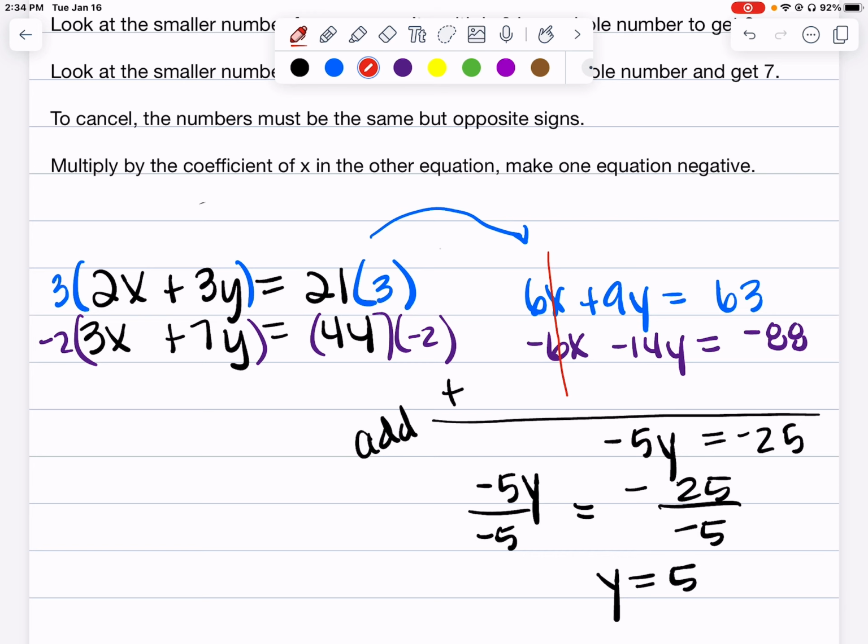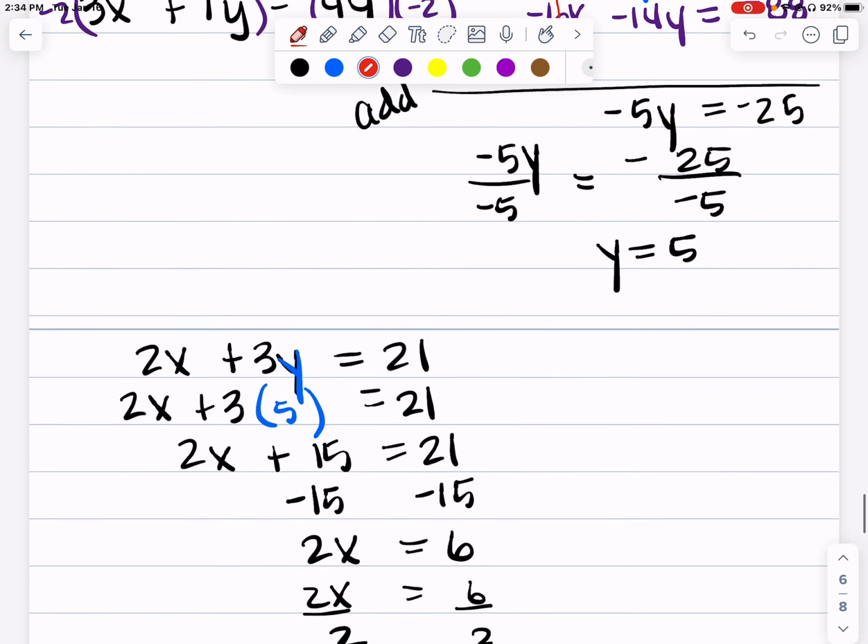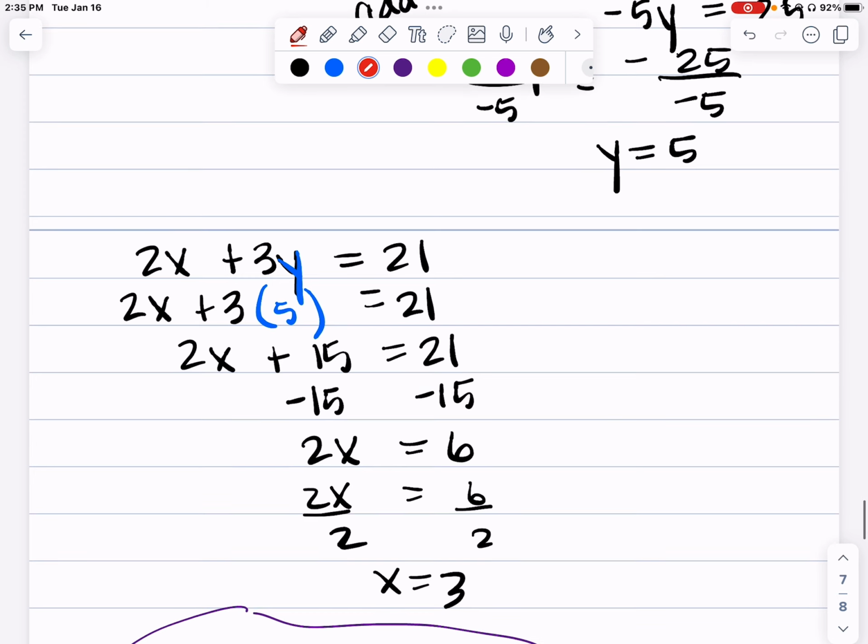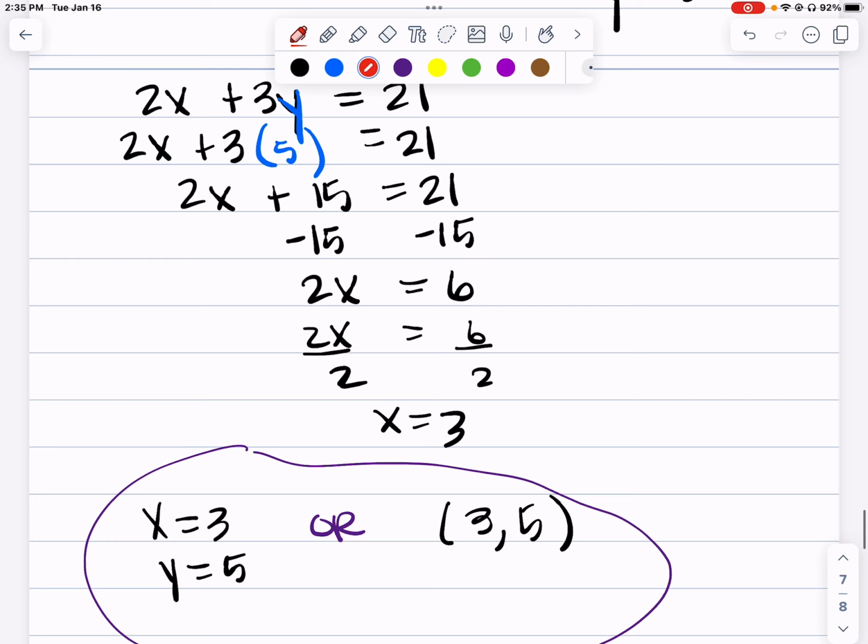Divide, we get y equals 5. And go back to any equation and plug in. 2x plus 3y equals 21. Replace y with 5. 3 times 5 is 15. Subtract 15 on both sides and divide. We get x equals 3 and y equals 5. And that's the end of this lesson.